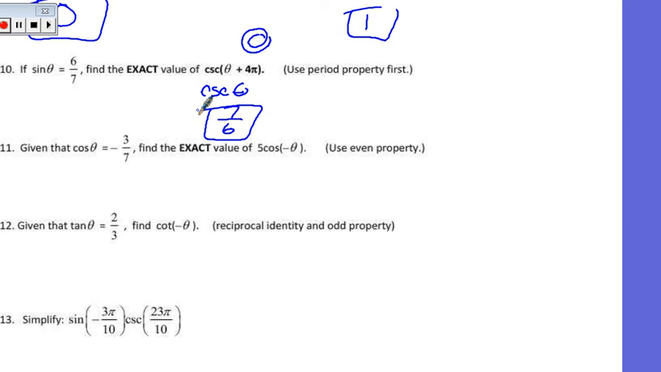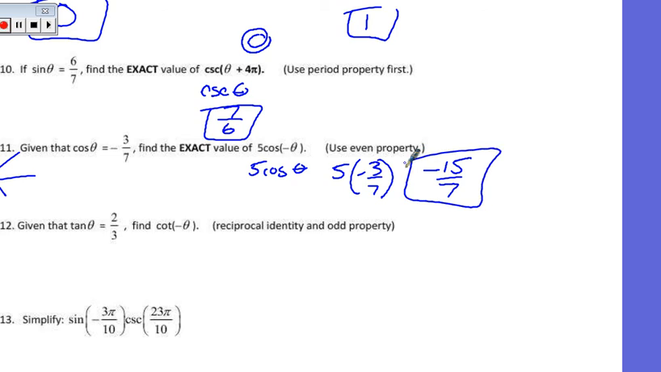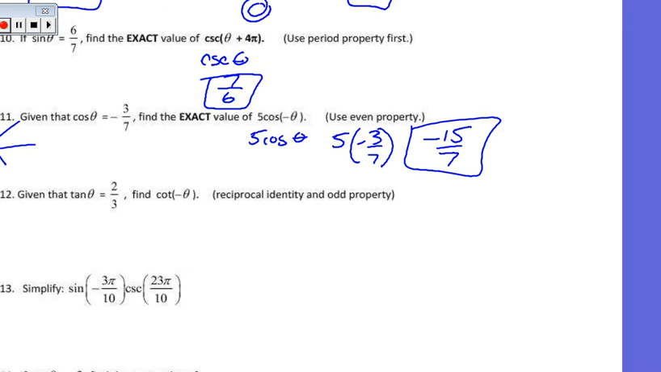If I look at 11, it tells me the cosine of theta is equal to negative 3 over 7. I want to find the exact value of 5 times the cosine of negative theta. And again, as you think about moving from quadrant 1 to 4, the x values remain positive, so that negative is going to be absorbed. So the first thing I'm going to show is that. So this is really the same as 5 times the cosine of theta. And they're telling me cosine theta is negative 3 over 7. So the exact value is going to be negative 15 over 7. Let's just scoot this guy up a little bit here.